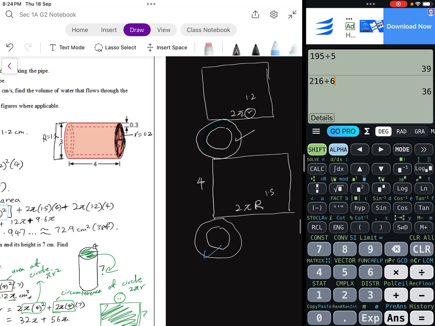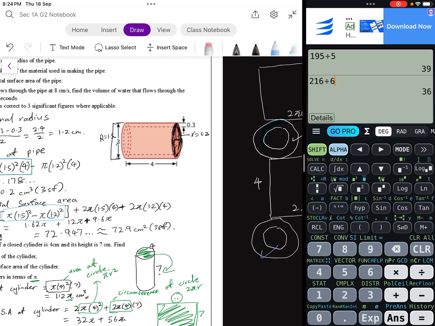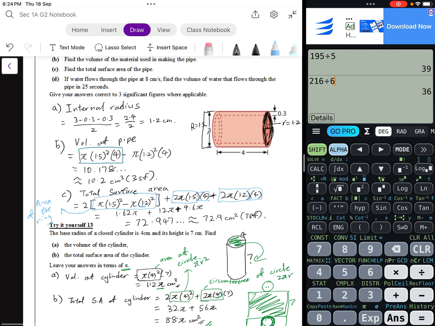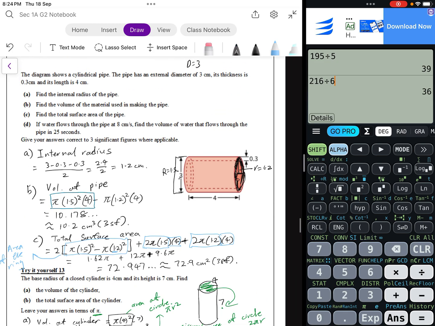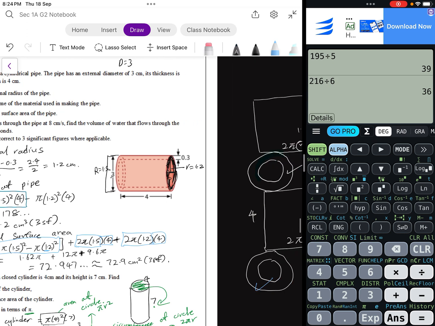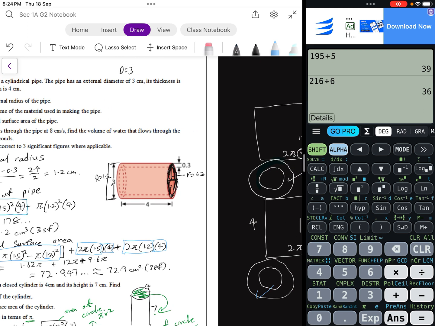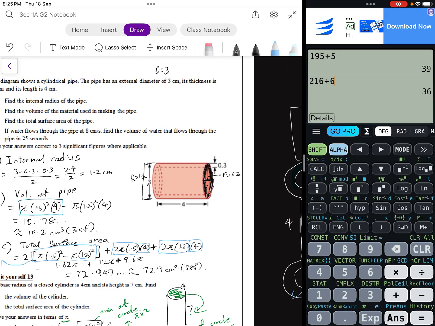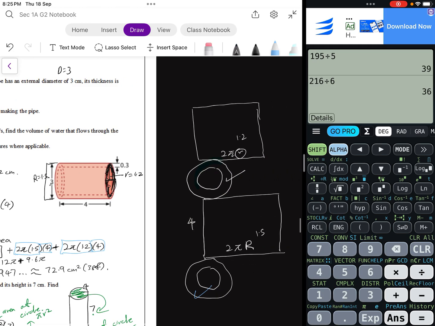Then we want to find the inner rectangle, the outer rectangle. So 2 pi r times height, and this is the inner one times your height. Add together 72.9. Okay. Now they say down here, part D, which has not been done: if water flows through the pipe at 8 cm square per second, find the volume of water that passed through in 25 seconds. So you have to imagine the volume of water that passed through is 8 cm per second. So there's this amount of water.